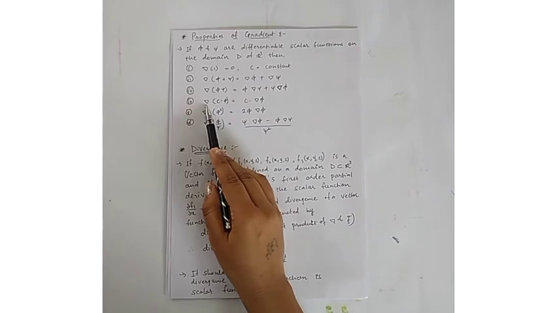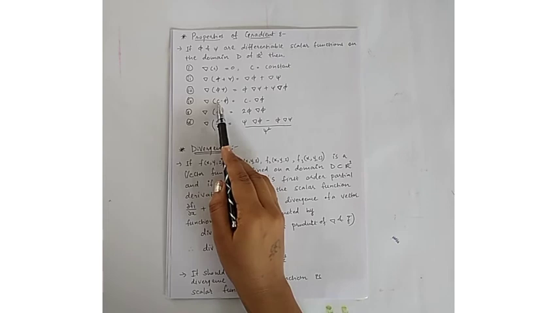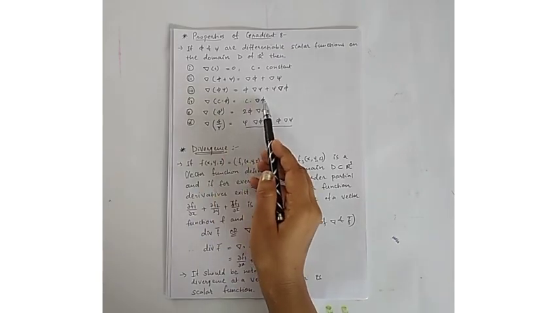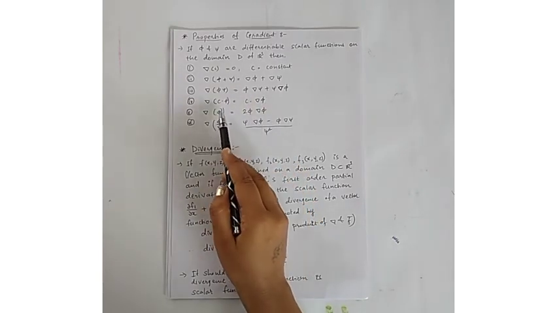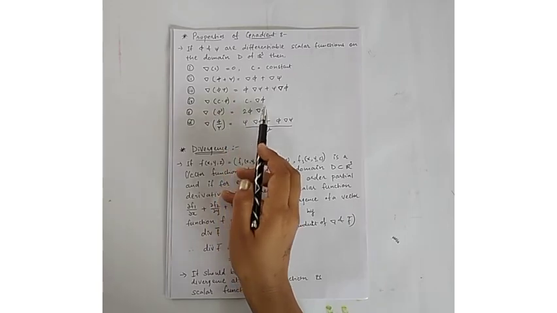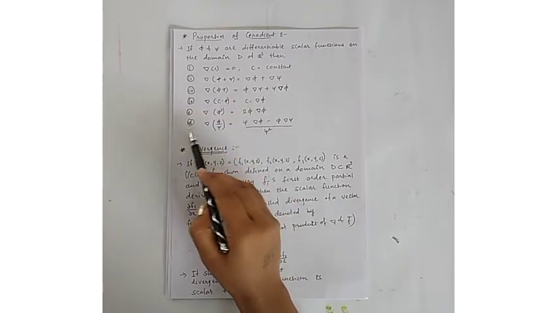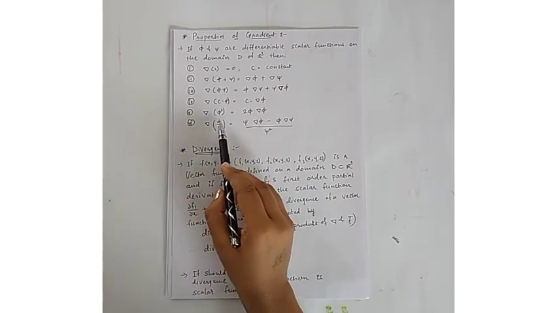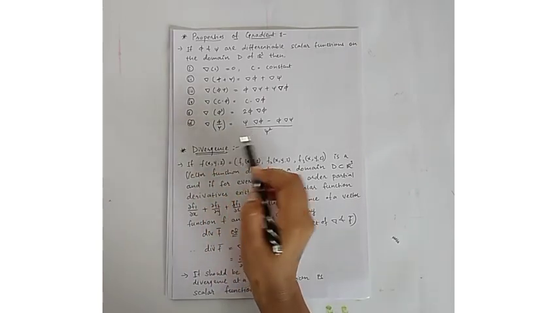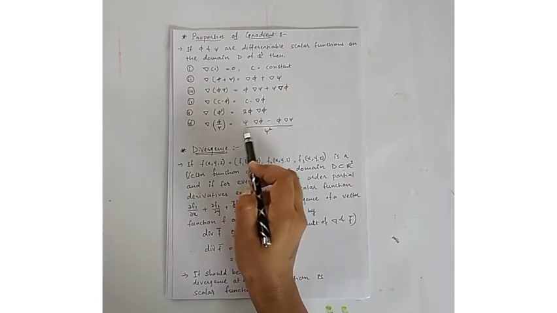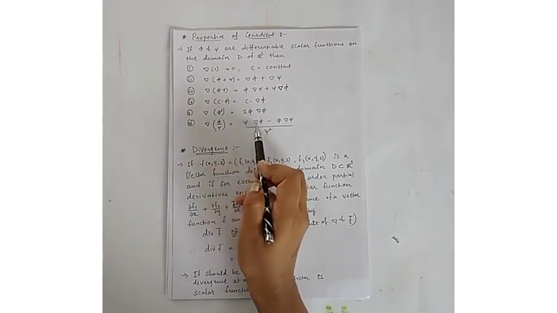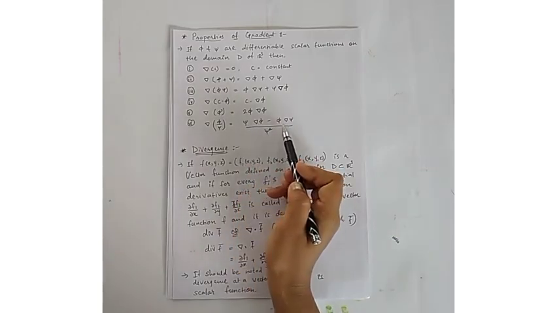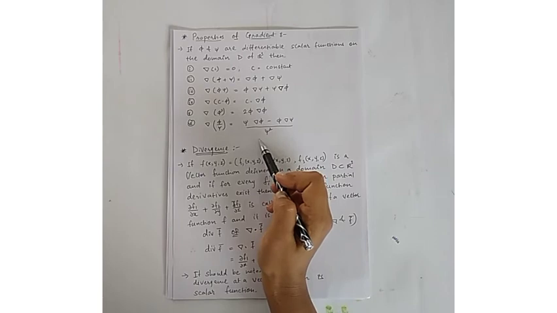The fourth property is gradient of C into phi, where C is constant, so C into gradient of phi. Here gradient of phi square will give 2 phi into gradient of phi. The sixth property is gradient of phi upon psi is equal to psi into gradient of numerator, that is denominator into gradient of numerator, minus numerator into gradient of denominator, upon denominator square, so psi square.